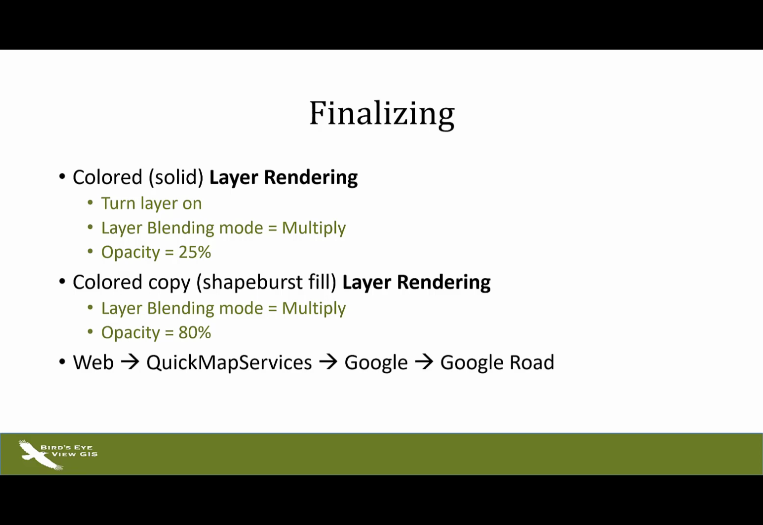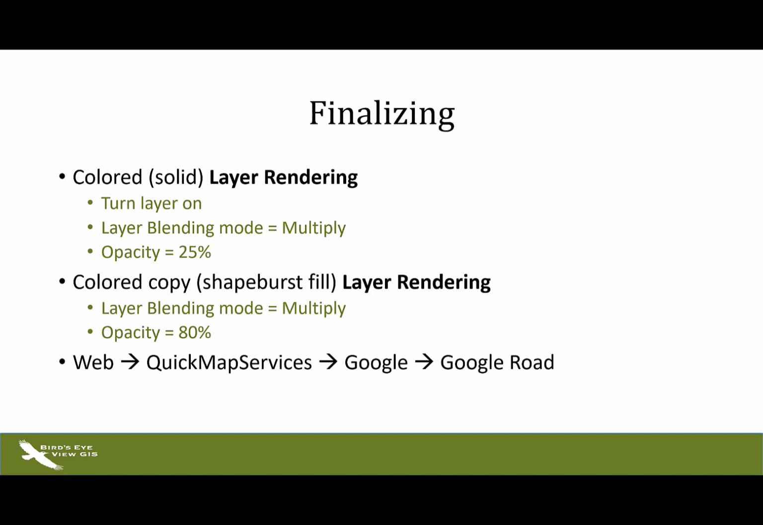You're going to use a layer blending mode of multiply on it, and you're going to give it an opacity of 25%. So the solid colors are going to really fade to the background. They're going to be employing both opacity and a multiply blending mode for that solid layer. The shapeburst fill layer, you're also going to give that a blending mode, and you're going to set the opacity to that at 80%, nearly 100% transparent.